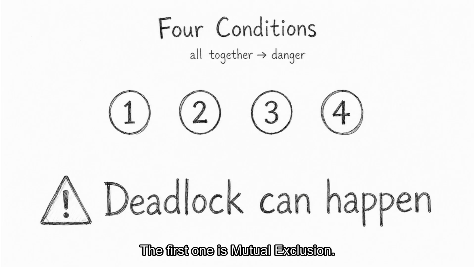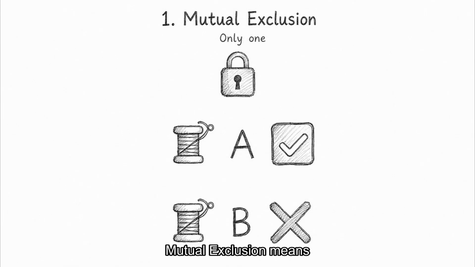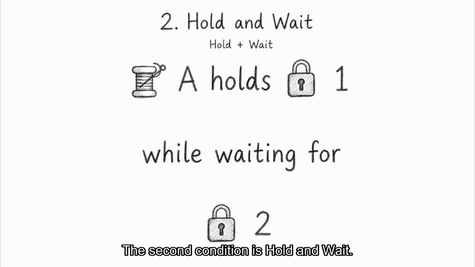The first one is mutual exclusion. Mutual exclusion means a resource cannot be used by multiple tasks at the same time. Only one task can use it at a time. For example, one lock can be held by only one thread. A database row lock can be held by only one transaction. This is mutual exclusion.